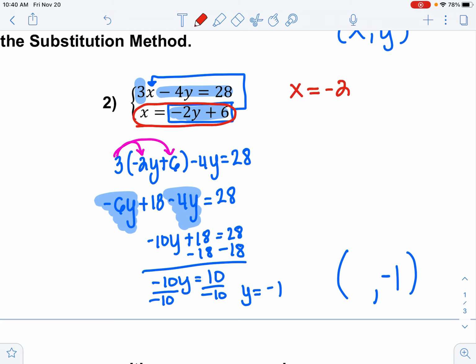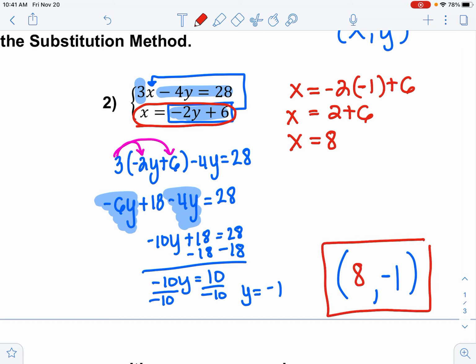So once again, I like going to this equation because it says what x is equal to already. So I'm going to say x is equal to negative 2 times, I know y is negative 1, so I'm going to plug that in, plus 6. So I have x is equal to 2 plus 6, x is equal to 8. So there's my solution, (8, negative 1).